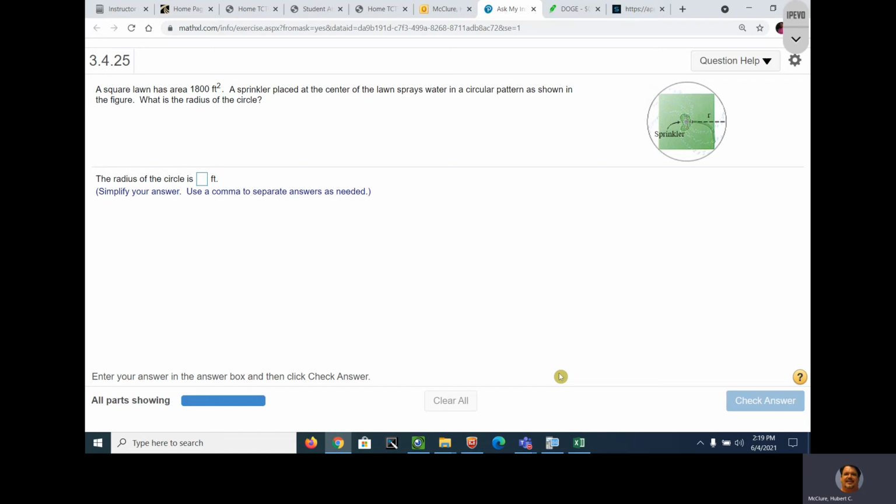All right, anyway, a sprinkler placed at the center of the lawn sprays water in a circular pattern as shown. What is the radius of the circle? So the four corners are touched by the circle. You get the point.